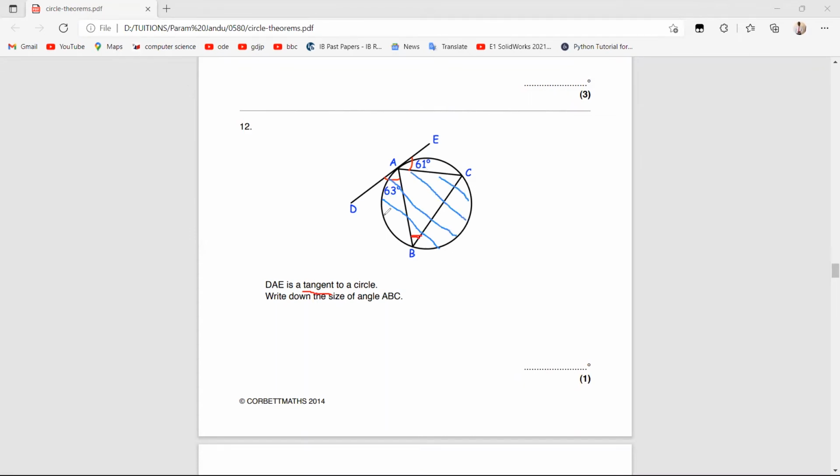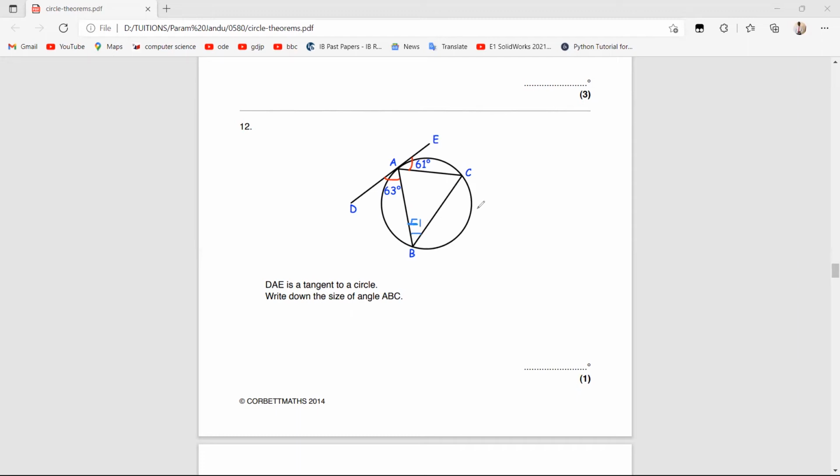That's the segment where angle B is being made, and it's being subtended by chord AC. Now chord AC is making 61 with the tangent. So it means angle at B is still 61. The theorem is angle in the alternate segment. So the angle at B is 61.